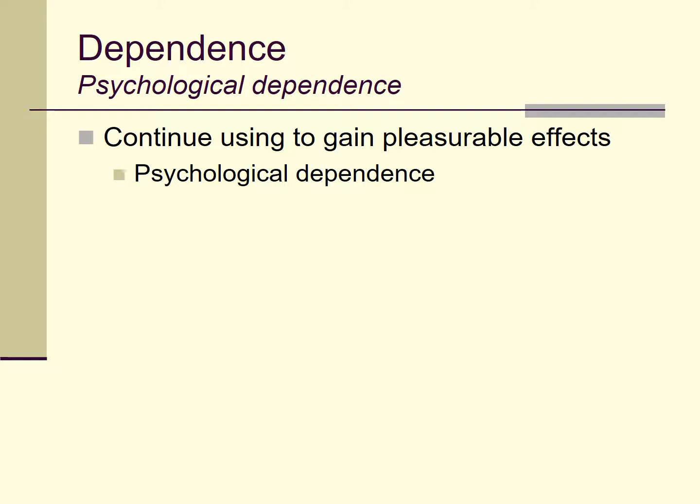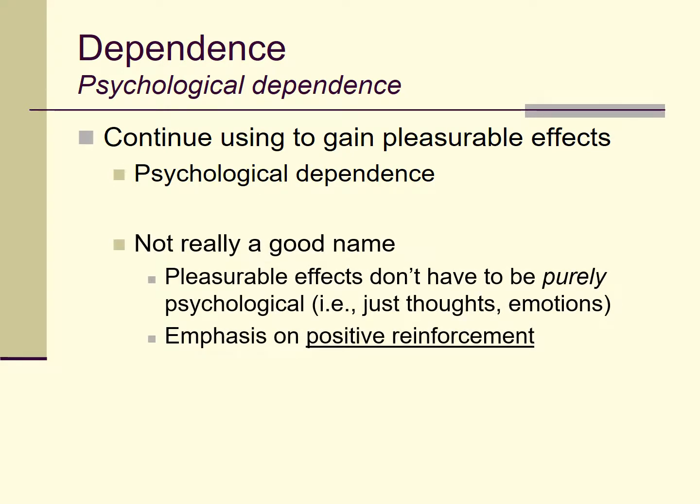And again, this is called psychological dependence. It's not really a good name. It's a little bit like saying physical dependence is not really a good name. Psychological dependence, likewise, is not really a good name, because the pleasurable effects that occur from drug use don't have to be purely psychological. So it isn't just the case that the pleasures of drugs are in the way they change your thinking or the way they change your emotions. You can experience physical sensations which are quite pleasant. So again, psychological dependence, it's a name that's been used in the past. It still is used somewhat. It has some value to be aware of. What's more important, I think, is to notice that this is drug use that's maintained via positive reinforcement. Again, it produces a reward. It's a behavior that you'll tend to engage in again and again and again.